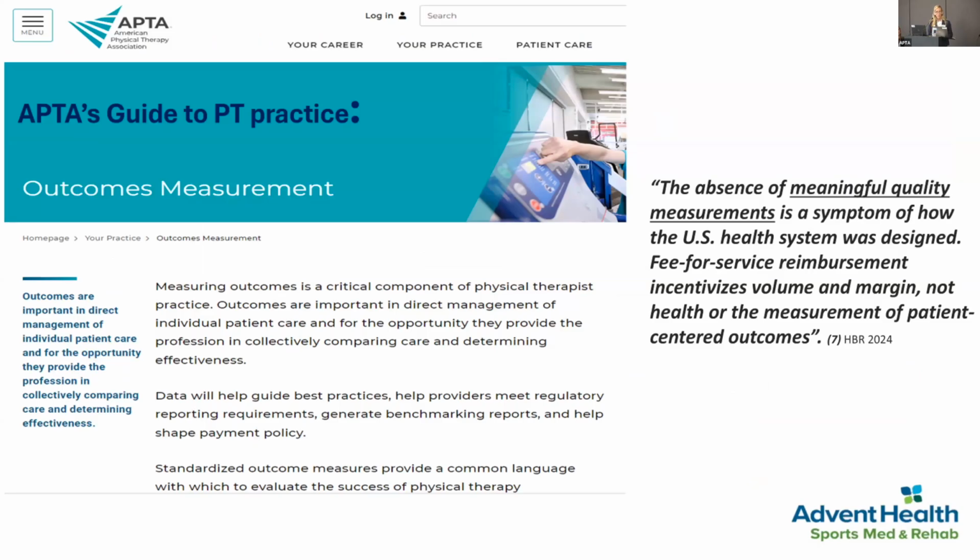Okay, as we work to move into our future state next phase, I do want to pause and say it's vital to remain focused on some guiding principles. In our APTA's Guide to PT Practice, it actually spells out the intent and goals of outcomes, that measuring outcomes is a critical component of practice, that they are important for direct patient management, that they provide an opportunity for the profession to collectively compare and determine effectiveness. The data should help guide practice, generate benchmarking reports, and help shape payment policy. And standardized measures should provide a common language to evaluate success of physical therapy. A recent article in Harvard Business Review titled "Patients Need a System to Compare Healthcare Quality, Not Just Prices," reminds us where we need to focus.